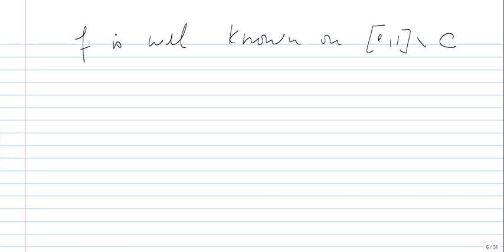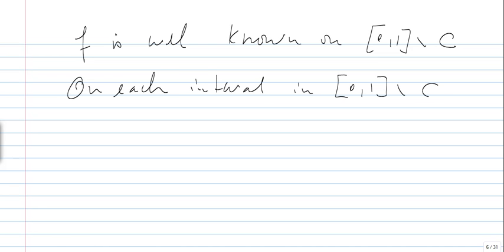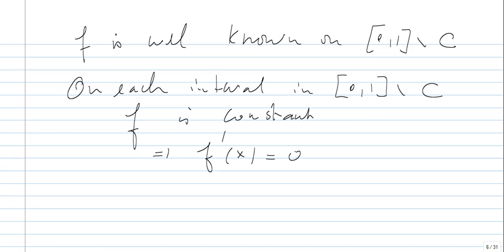Great. So what's interesting also is that on each interval in 0, 1 outside of the Cantor set, f is constant, okay? And therefore, it is differentiable, and its derivative is 0 on these intervals, okay? Because the function f is constant, okay? Great. What else?